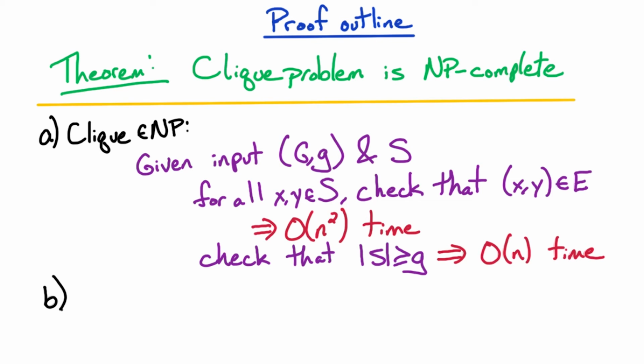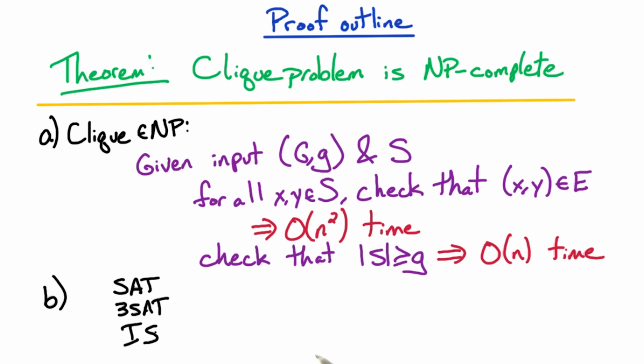The second step we have to show is that the clique problem is at least as hard as every problem in the class NP. How do we do that? Well, we take a known NP-complete problem and we show a reduction from the known NP-complete problem to the clique problem. Which problems do we know are NP-complete? We know the SAT problem is NP-complete, 3-SAT is NP-complete, and independent set problem is NP-complete.